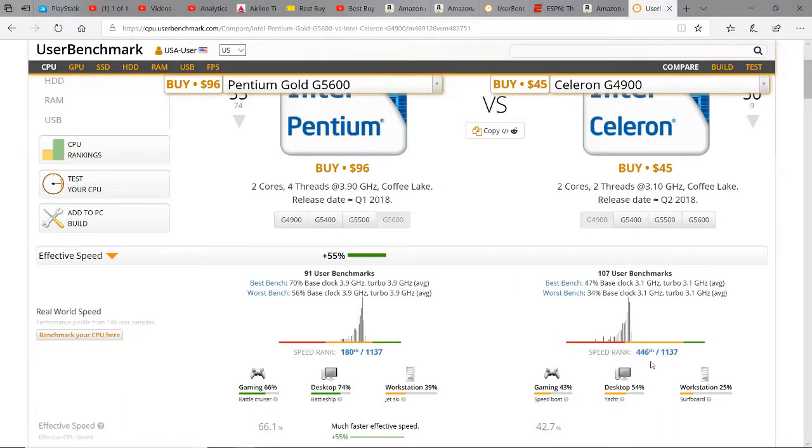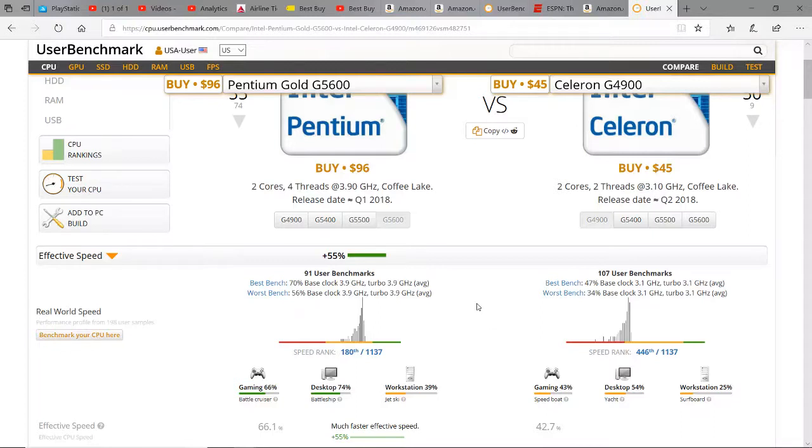So the Celeron, out of the 1,137 chips that they have looked at, is ranked 446, and this is 8th gen. That means there are that many more chips ahead of it, whether they be 4th, 5th, 6th, 7th generation. The i7 that was built many years ago is still more powerful than the Celeron. The Pentium, though, is 180th on the ranking, and of course, this isn't only Intel chips but also AMD, so keep that in mind.